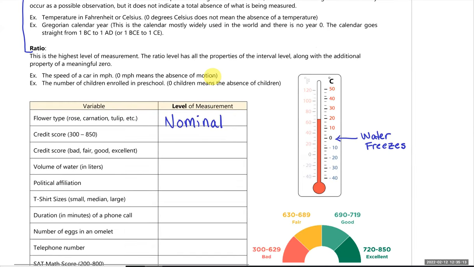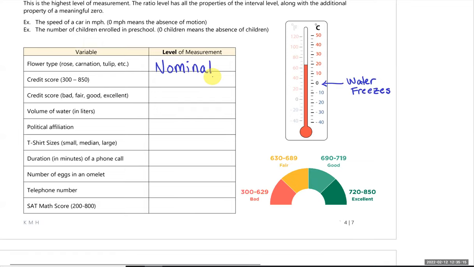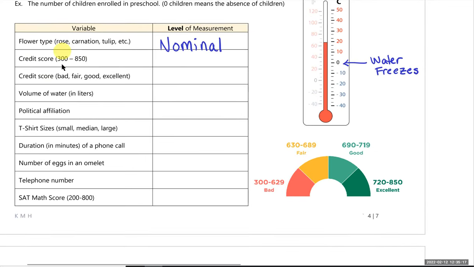Now your credit score. I don't know if you keep track of your credit score, but one of the common credit scores, like Experian, here's my credit score picture. Your credit score is a number from 300 to 850. So it's a number, right? Okay, so it's a number. And then you ask yourself, does zero mean you have no credit score? There is no zero, right?